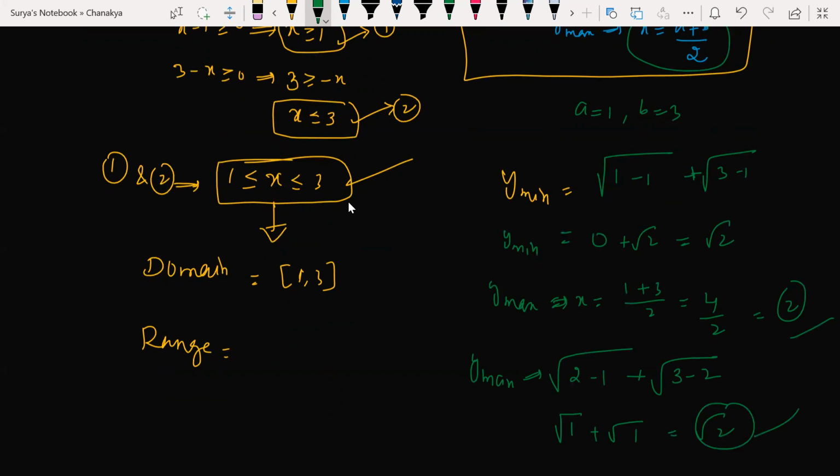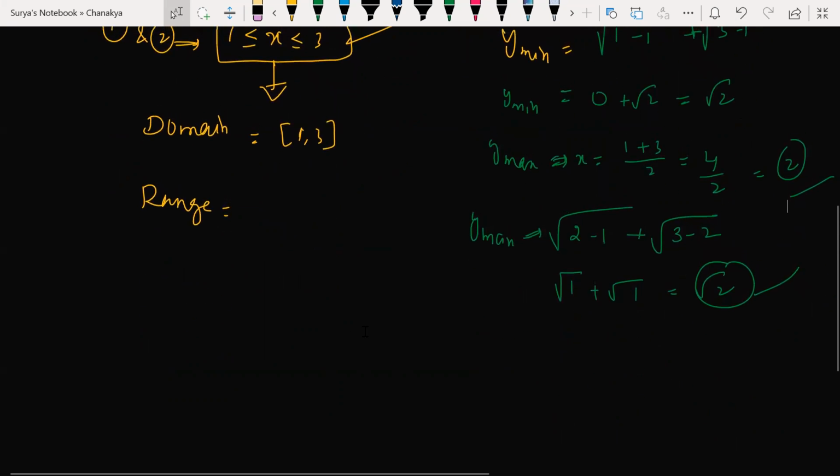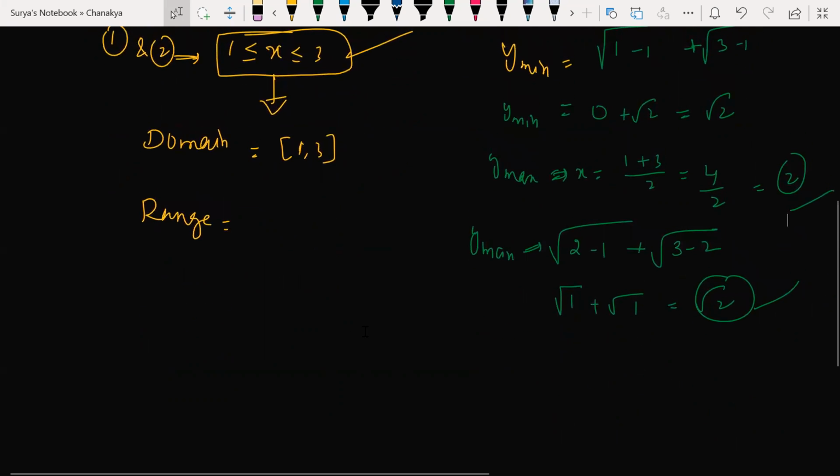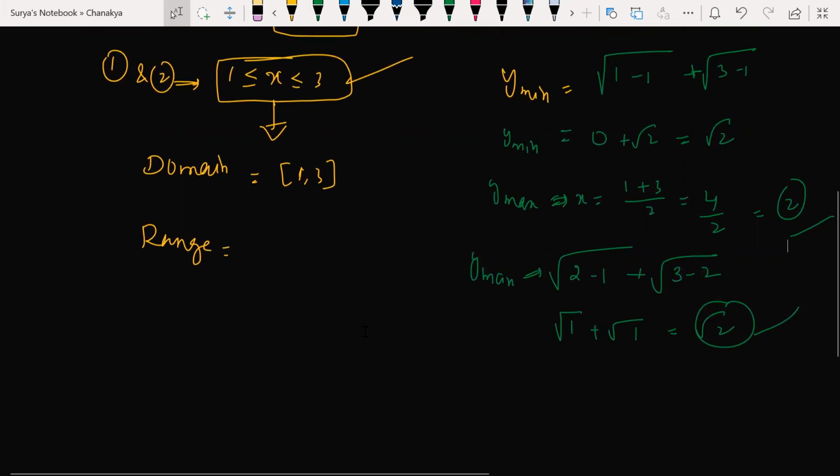So what is my answer now? Maximum, minimum. What is my maximum, minimum? Minimum is root 2, maximum is 2.